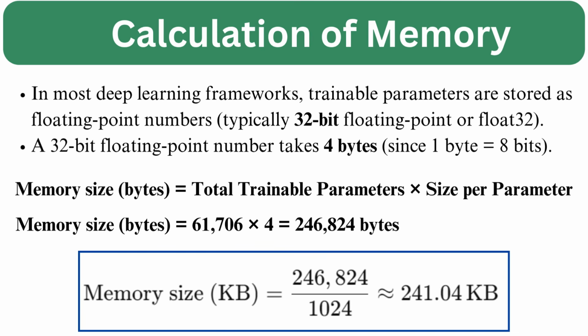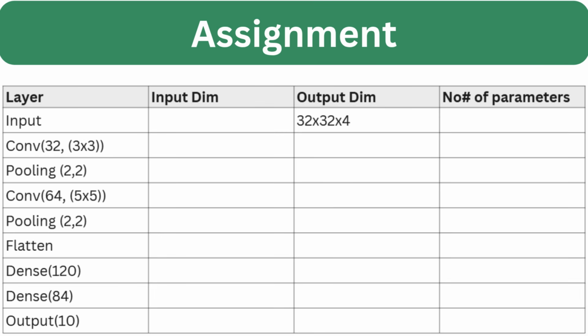Now I have an assignment for you. We have a similar architecture to the one we saw earlier, and you have to calculate the number of trainable parameters for each layer, then calculate the total number of trainable parameters, and also calculate the size that is required by the model. Please solve it and write in the comments below the total number of trainable parameters and the size or the memory required by the model.